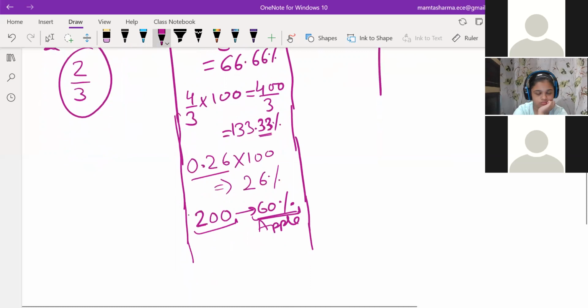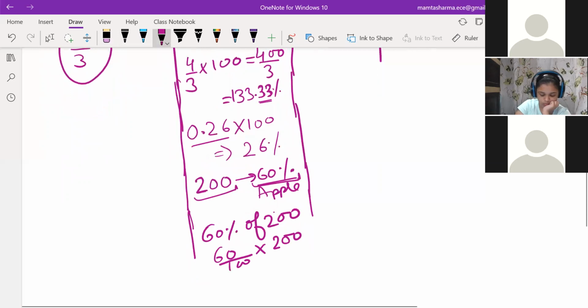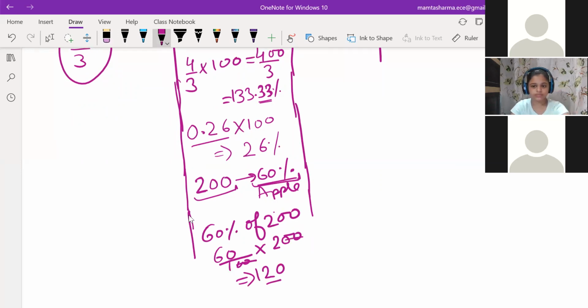In these types of questions, what you have to do is write it in a sentence: 60% of 200. You can write that as 60 by 100 into 200. This "of" means multiplication. So 60 by 100 into 200, the 20 will get cancelled out, and you will get 120. Okay, so this would be the first type of question. This would be the second type of question.